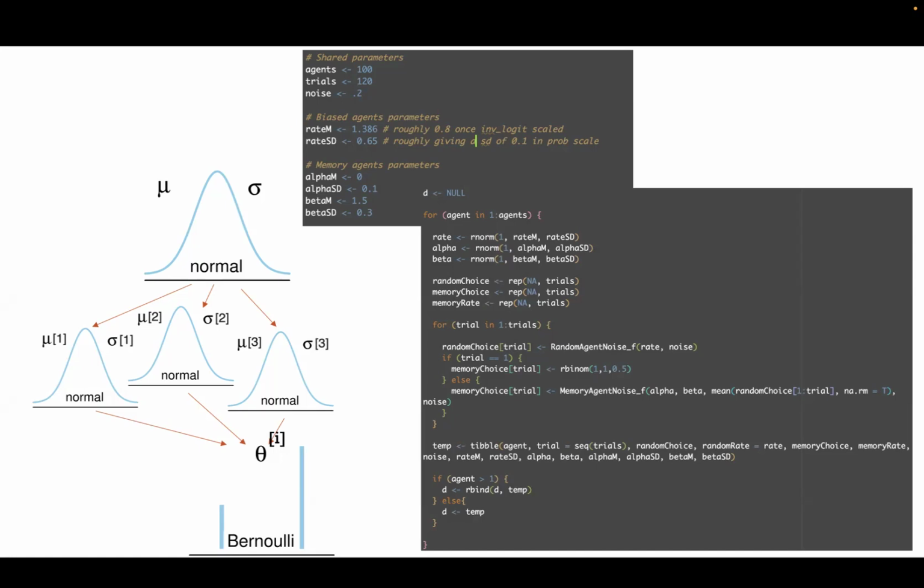We call the first vector the choice for the random agent. We call the second vector the choice for the memory agent. And we call the third vector the memory rate, what the memory is being updated in that individual, in that agent. Then that agent goes through the 100-something trials.